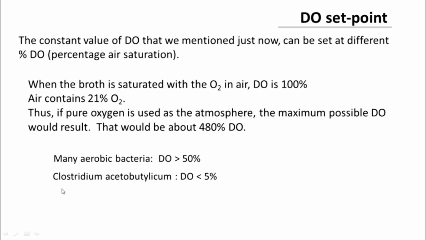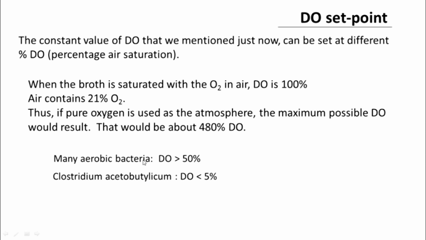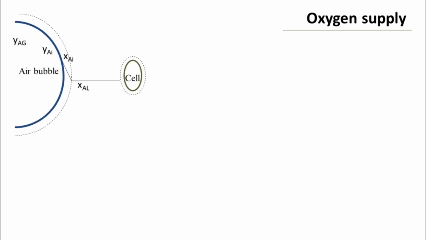But some organisms, Clostridium acetobutylicum, which is microaerobic, which requires low levels of oxygen, requires a DO of less than 5%. Now, let us look at the oxygen supply. Before that, let me emphasize, it is because of this that we need to worry about the DO. DO directly affects the growth and productivity of organisms, although it is only a level of accumulation. Now let us look at the details of oxygen supply.